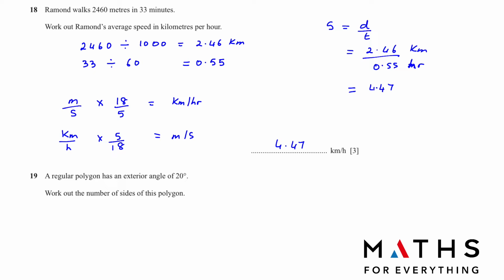Next we have: a regular polygon has an exterior angle of 20 degrees. Work out the number of sides of this polygon. I hope you know the formula for finding this. The number of sides is equal to 360 divided by the exterior angle. Very easy, 2 marks if you know the formula. So 360 divided by 20 will give us 18.